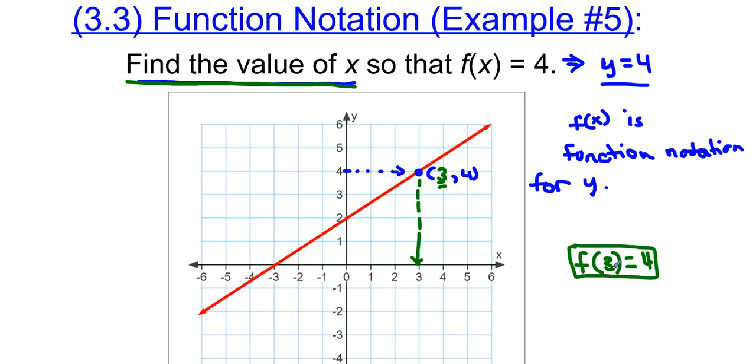That's it. Again, f of x equals 4 means y is 4. So go up to 4 on your y-axis, go over to your graph, and see what's the x-coordinate of that point. You just go straight down, and I got 3.